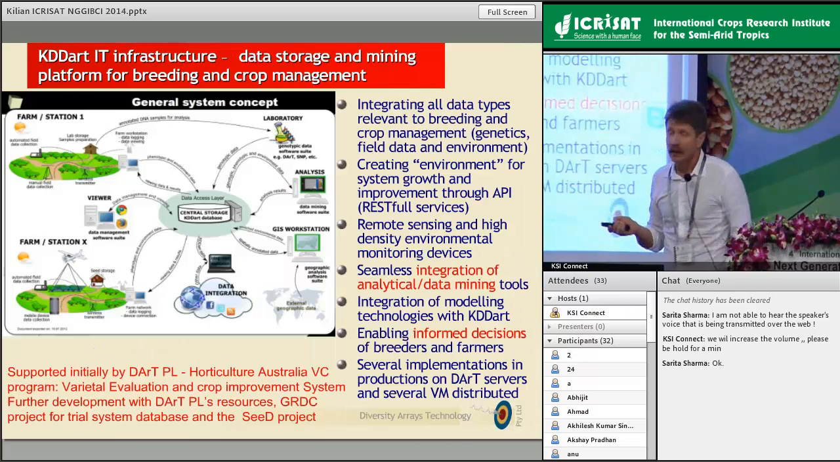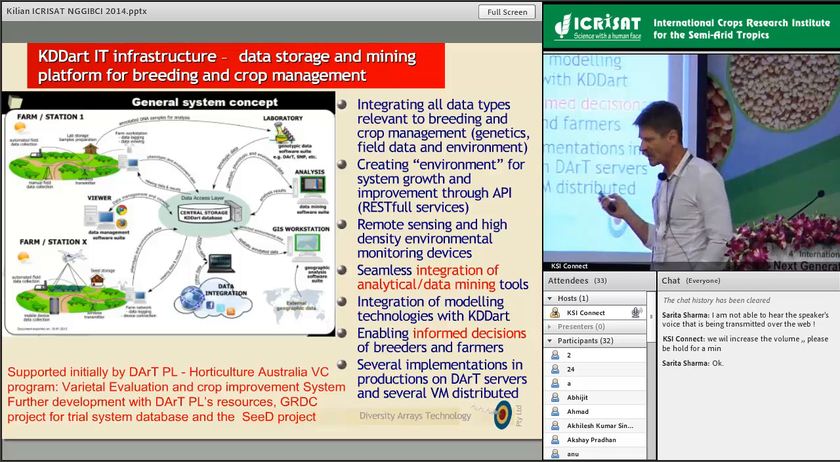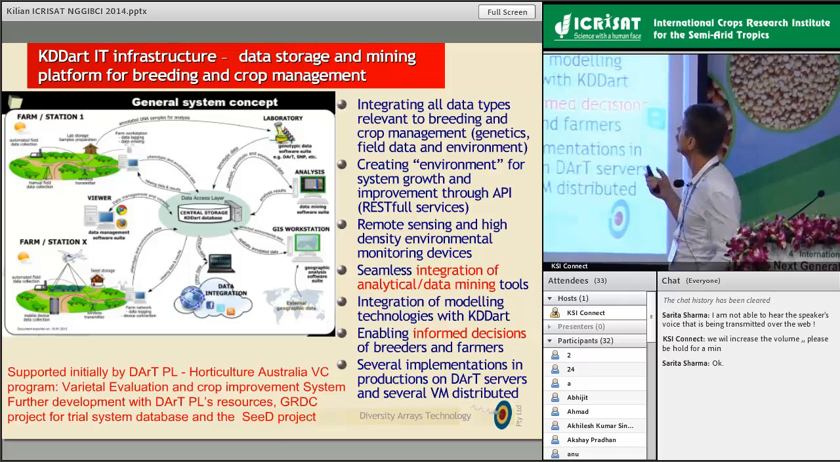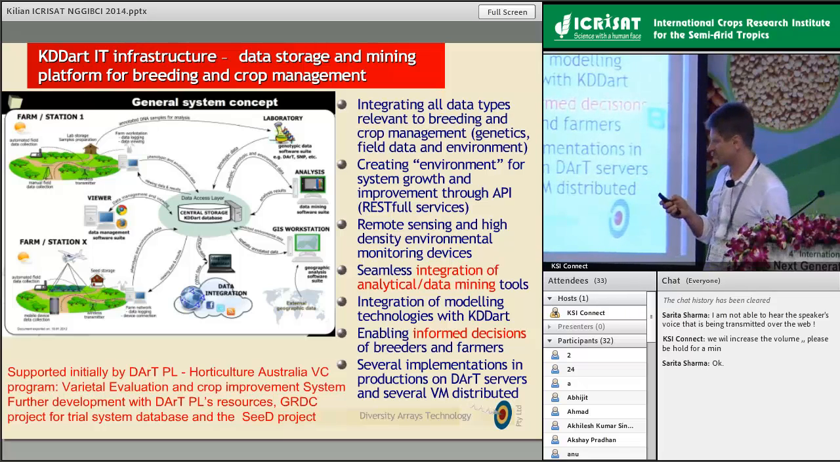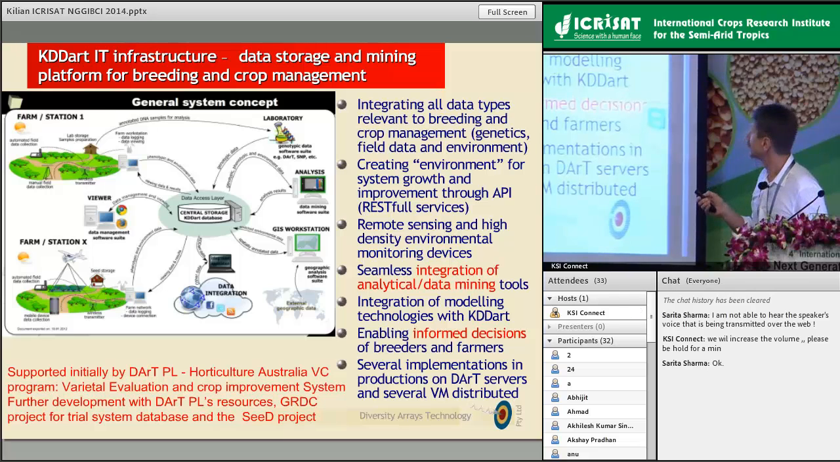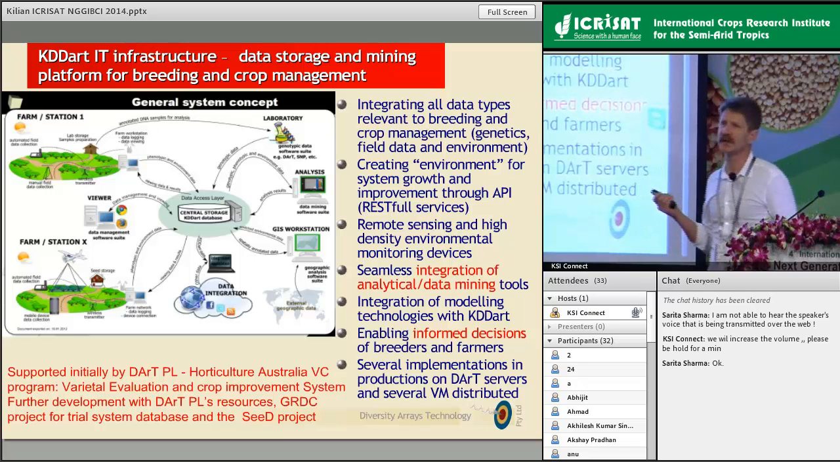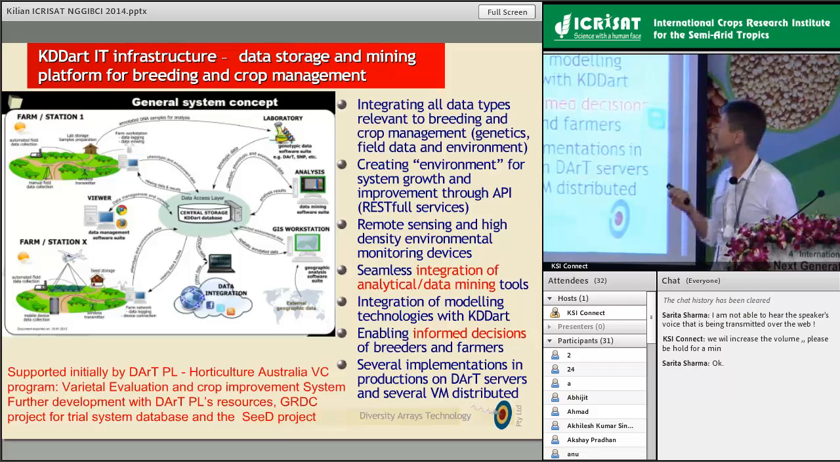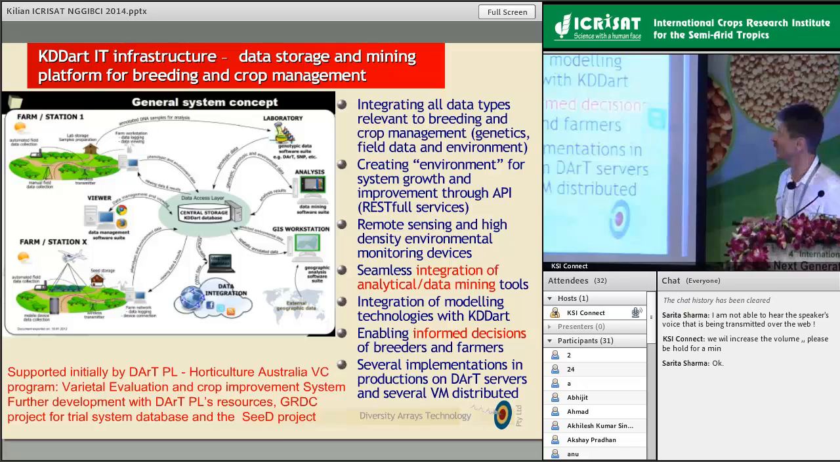Now, moving to the KDDart infrastructure, IT infrastructure. As I said earlier, quite a few years ago, we realized that the uptake of DNA profile information is limited by inability to integrate this information with other types of data. So we set up a program of capturing this data from not only genetics but also field and data about environment. I think that this was viewed as a critical element of the system.